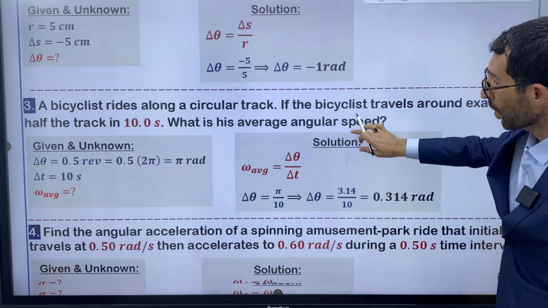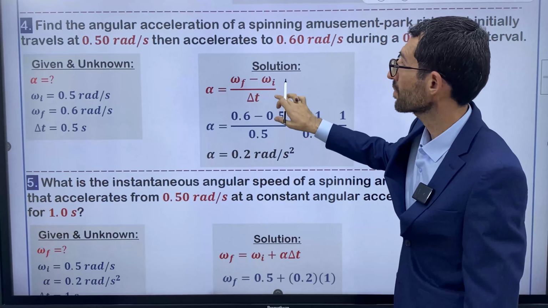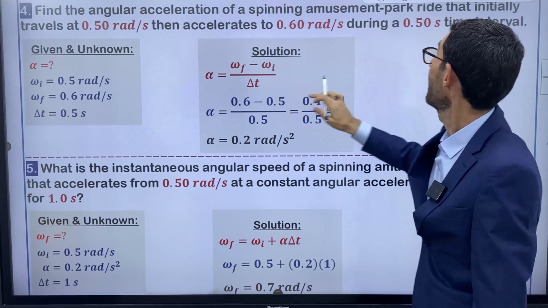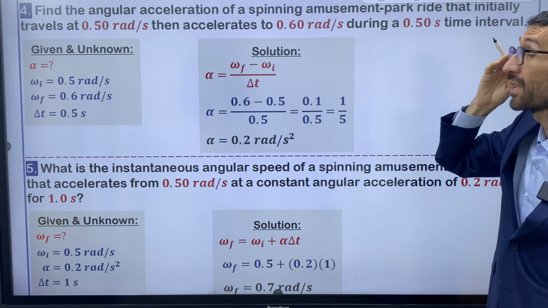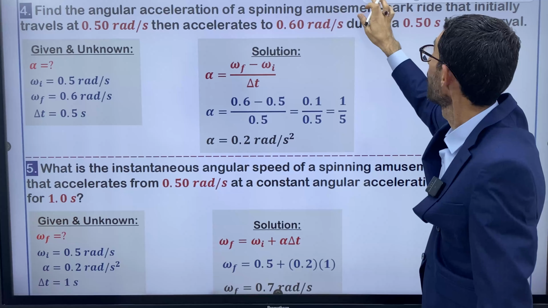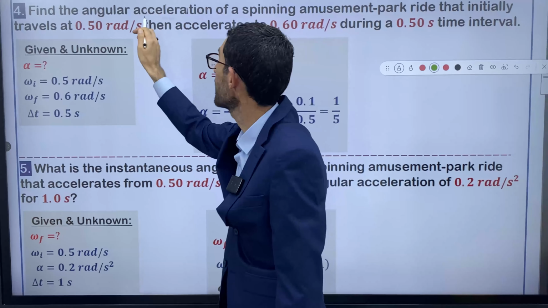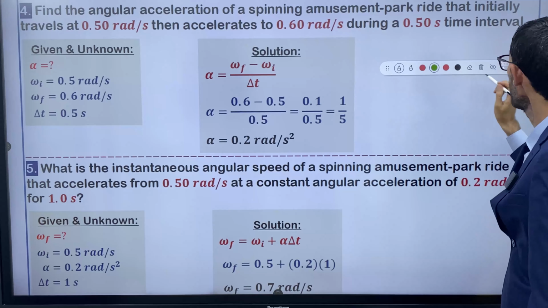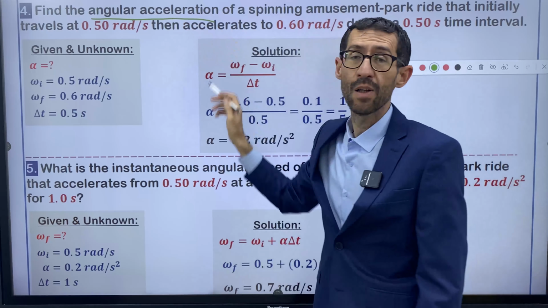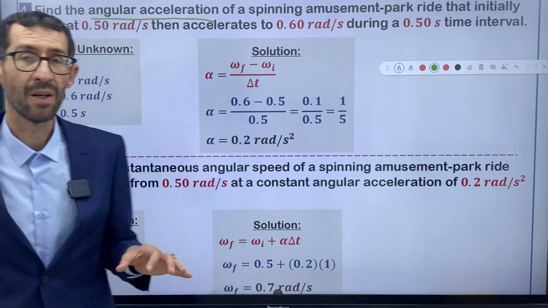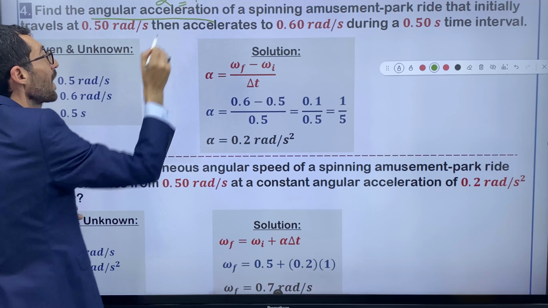Let me read another question for you. Question number 4. So what's unknown here? It says, find the angular acceleration. You see? So we look for angular acceleration. Do you know what the sign of angular acceleration is? Angular acceleration is alpha. So we look for alpha.